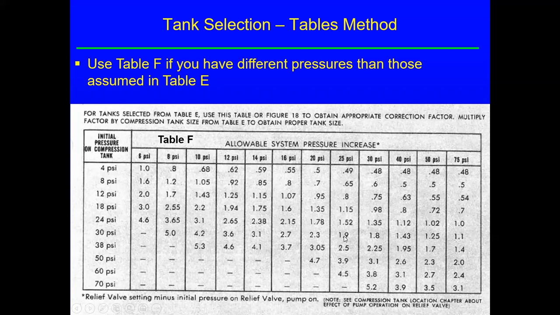For tanks selected from table E, use this table, or I guess there's a figure 18. I'm not sure what that is off the top of my head. To obtain the appropriate correction factor, multiply the factor by the compression tank size to obtain the proper tank size. Okay, so I think that's pretty straightforward.